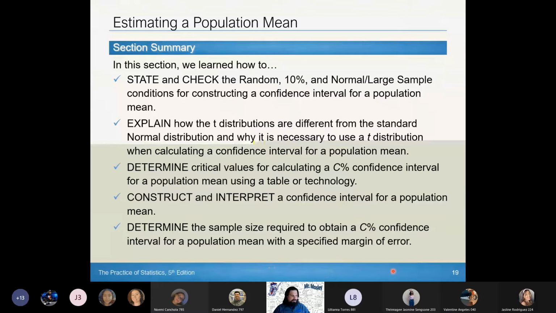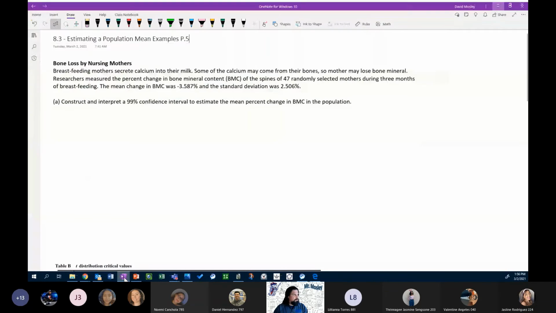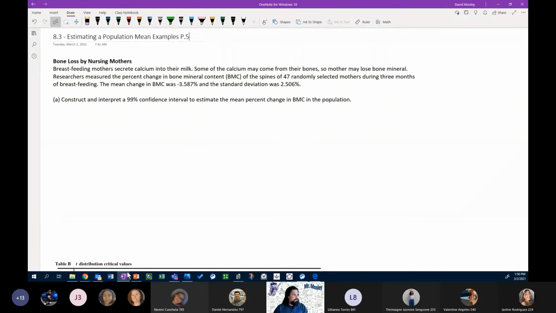So now we're going to look at some examples. Let's hope this stuff works. All right. So here we go. We're going to look at a couple more examples, one with constructing and interpreting a confidence interval, and then deciding whether or not that supports a claim, and then finding a minimum sample size.